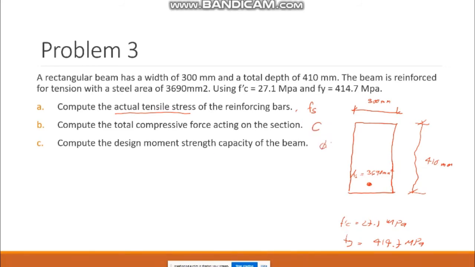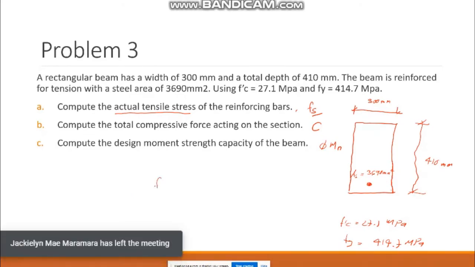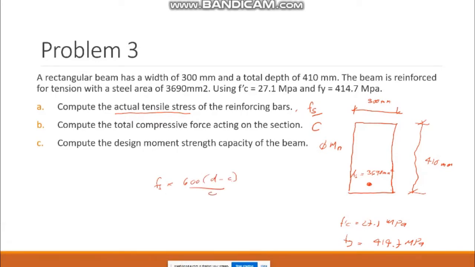Again, this is also a typical board exam problem. The method will be dictated by what is asked in the problem. We are asked to determine fs. Between method 1 and method 2, method 1 gives fs directly: fs is given by 600 times (d minus c) all over c. That is method 1.